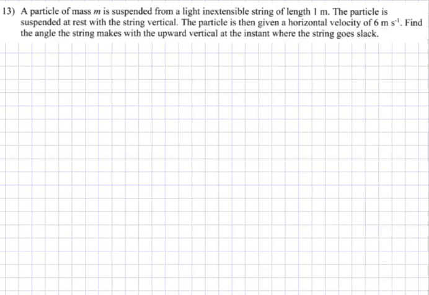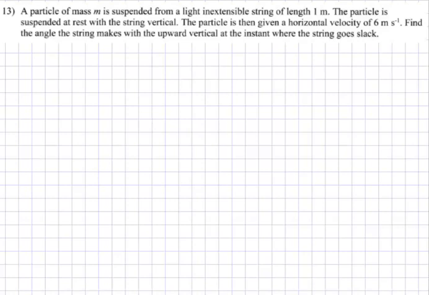Okay, so moving on to another pendulum style question. A particle of mass m is suspended with a light inextensible string of length 1 meter. The particle is suspended at rest with the string vertical. So it's hanging down, basically, is what it's saying. It's going to be left hanging down at rest.